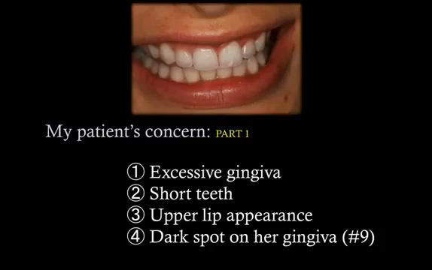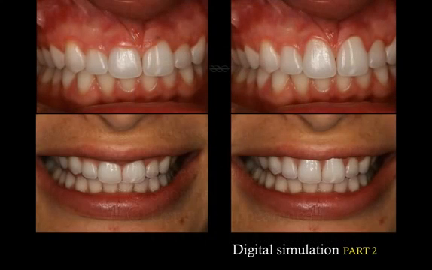One was that there is too much gingiva showing in her smile. She had excessive gingival display. And also short teeth, which is a function of too much tissue. And she was also concerned with the appearance of the upper lip and the tissue tag, right from underneath, and a dark spot on the buccal tissue of number 9.